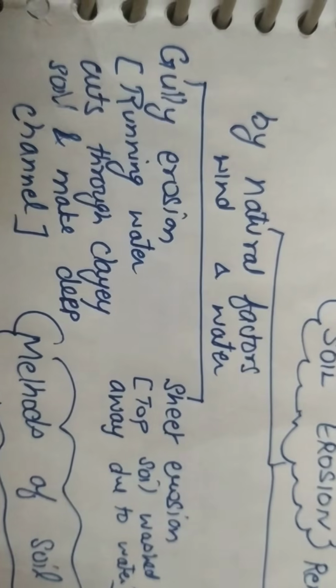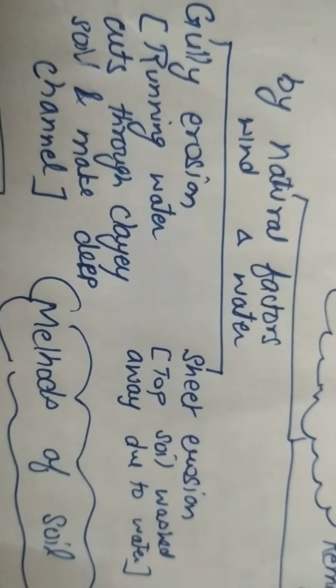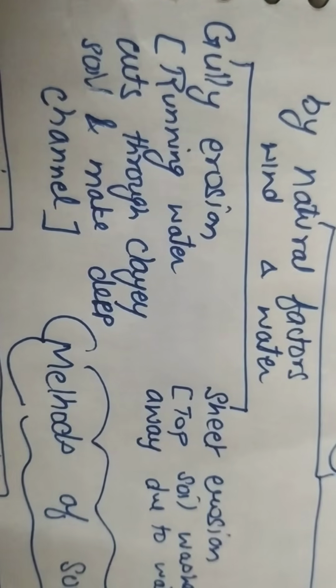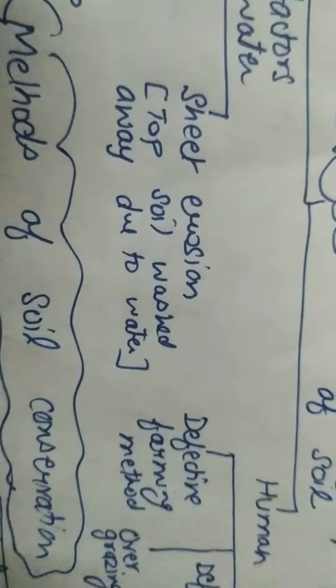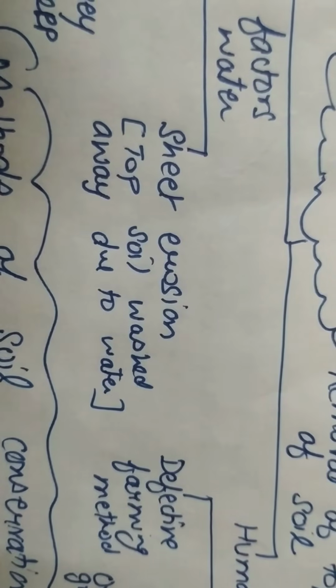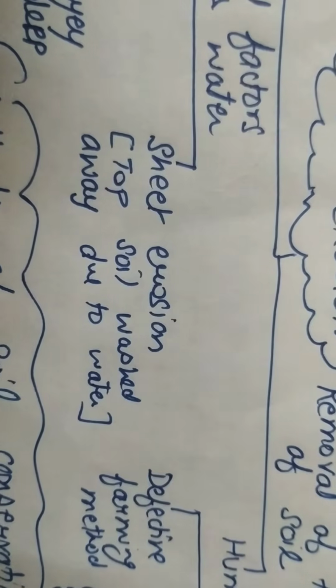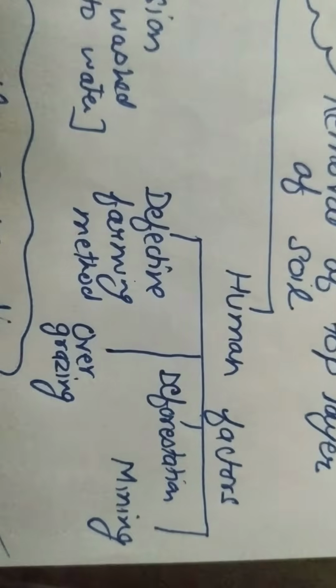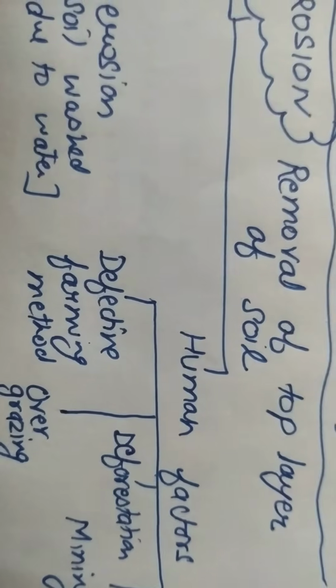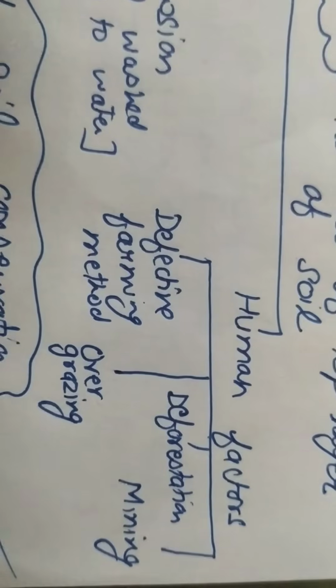Regarding water, it can be gully erosion and sheet erosion. Gully erosion, the meaning is here: running water cuts through the clay soil and makes deep channels. The sheet erosion means the top layer of the soil is washed away. Why? Due to water. Then human factor. It can be defective farming method, overgrazing, deforestation and mining.